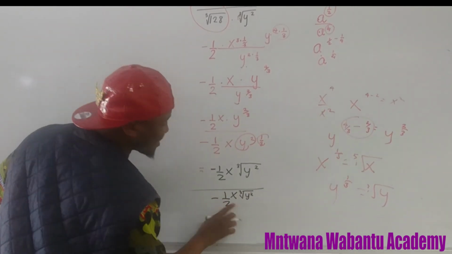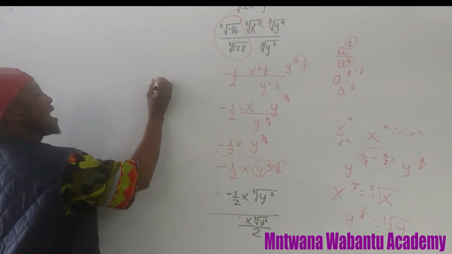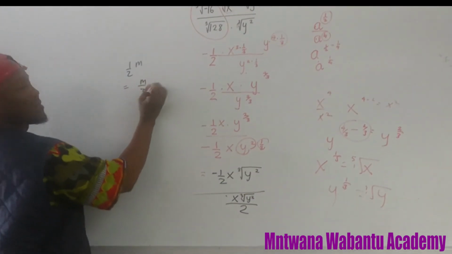It's the same thing. Or you can say under 2, meaning put this all under 2. Because if you say a half m, meaning m over 2, it's the same thing.